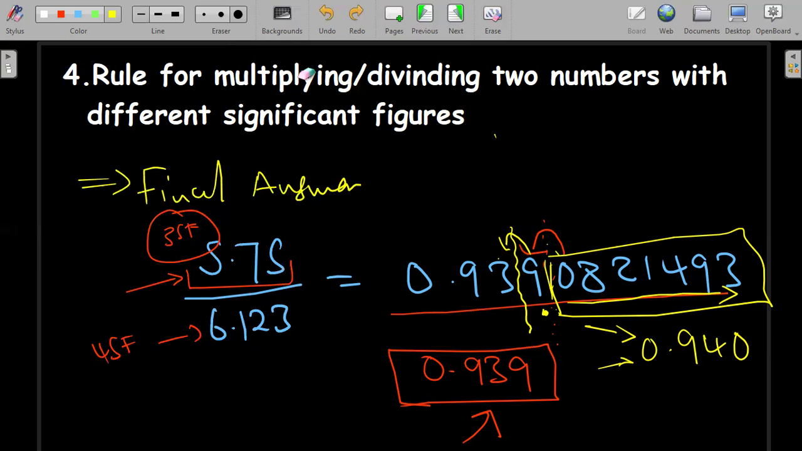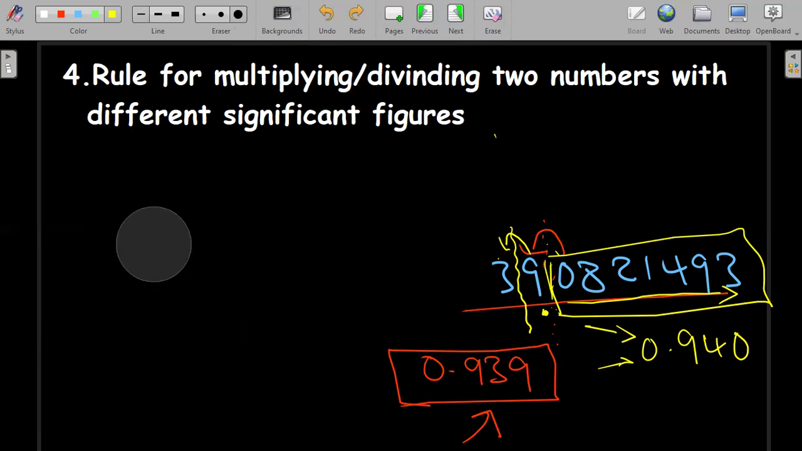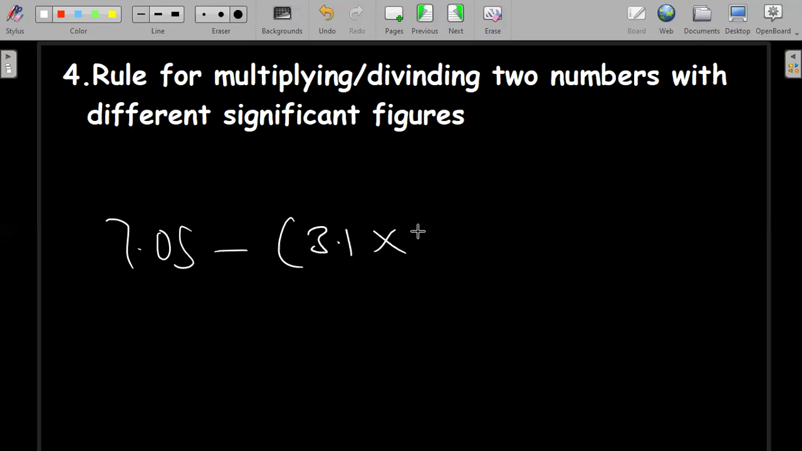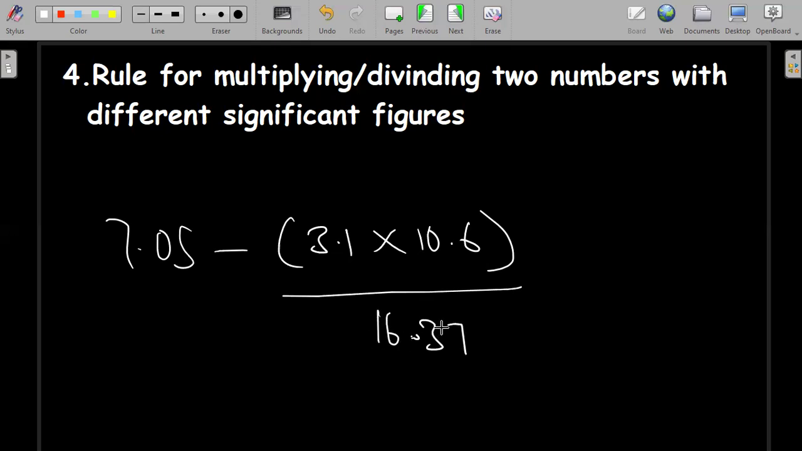All right, let me give one more example and then we'll be done for today. I'll give an example that involves all the rules we have discussed when adding, subtracting, multiplying, and what? Dividing. So let's say I have 7.05 minus 3.1 times 10.6, and then divided by 16.37, and then plus 4.51.